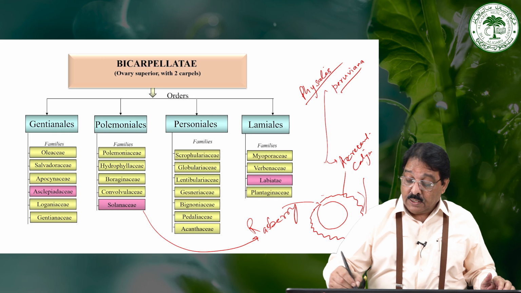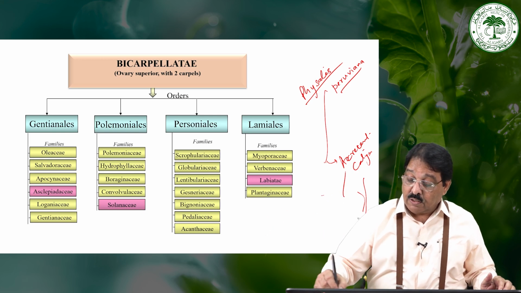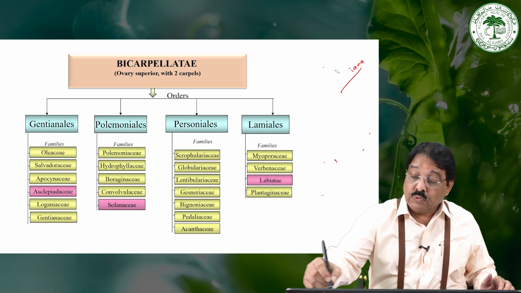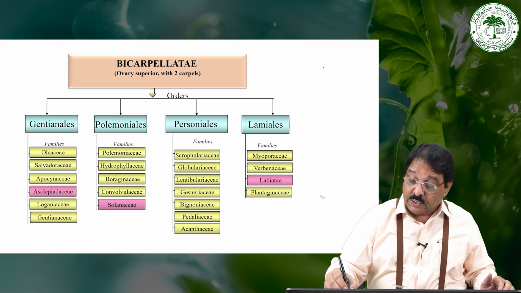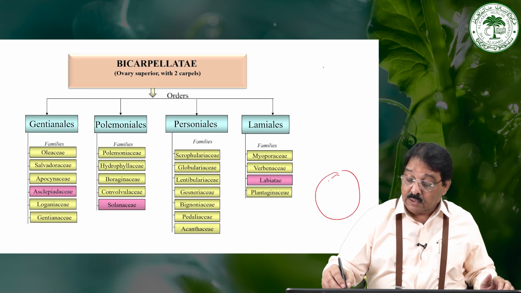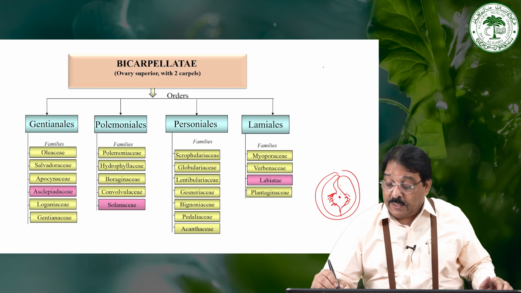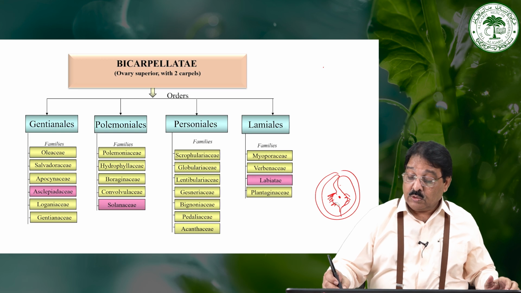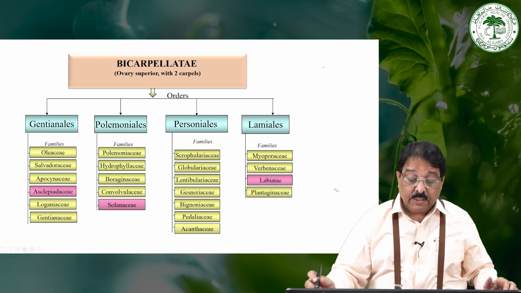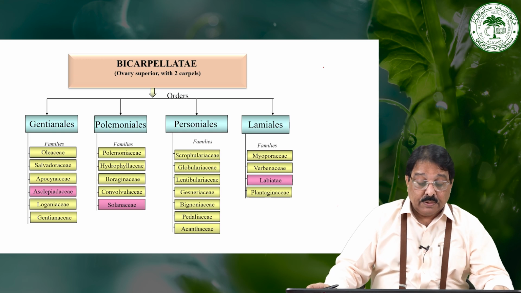And further, if you cut a section of the ovary or the fruit you can say, then you will find the swollen placenta. The placenta is here, where the ovules are arranged, and it is axile placentation as well as a swollen placenta. So it is also one of the main characters of the Solanaceae to identify the family.